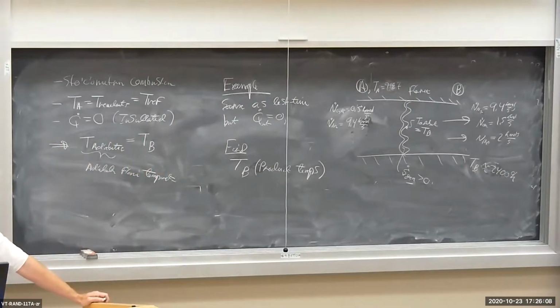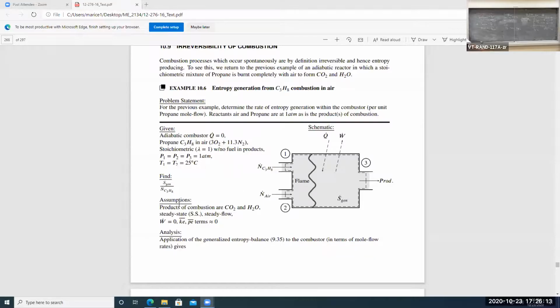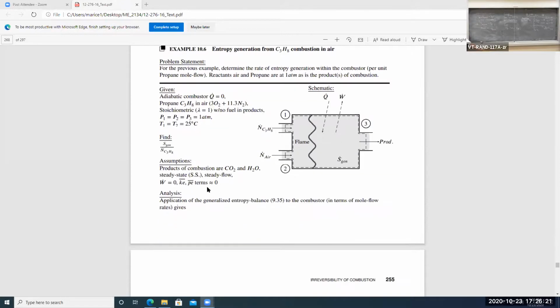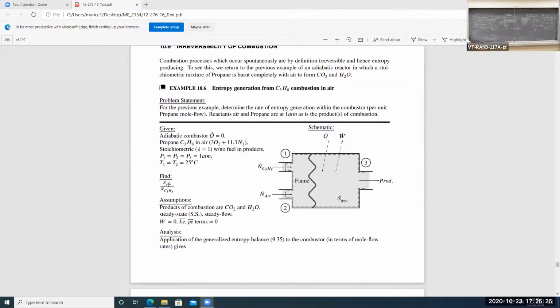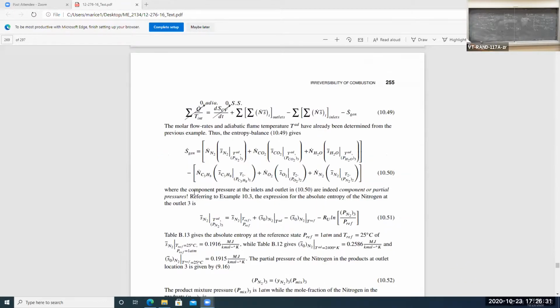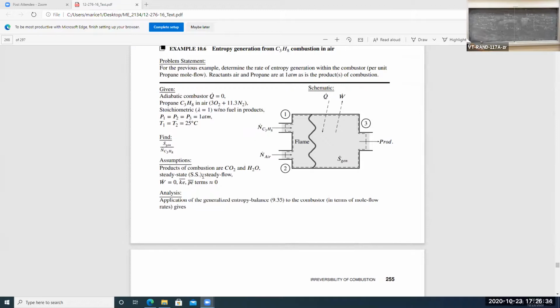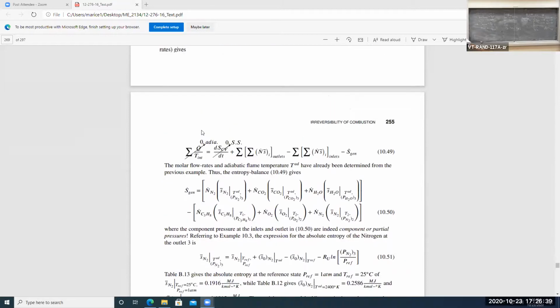So let's look here at an example involving entropy generation due to combustion. Here we have a similar problem. The flow rates are a little bit different. Still propane, stoichiometric. The inlets are all at some temperature, 25 degrees. Apparently it's an adiabatic problem, so there's no heat transfer.